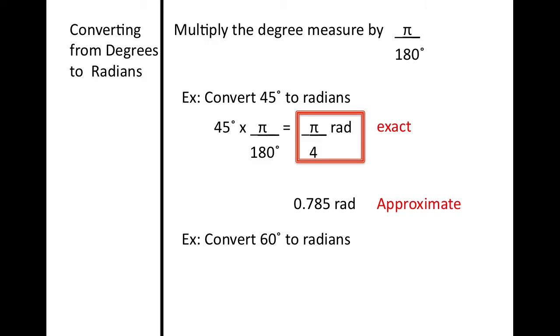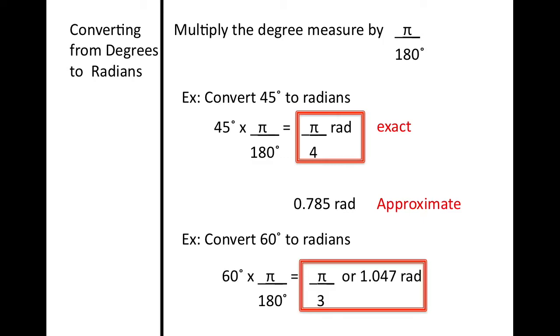Go ahead and try this one. Convert 60 degrees to radians. You should get an answer of pi over 3, or 1.047 radians.